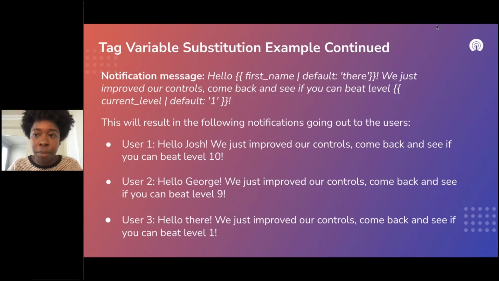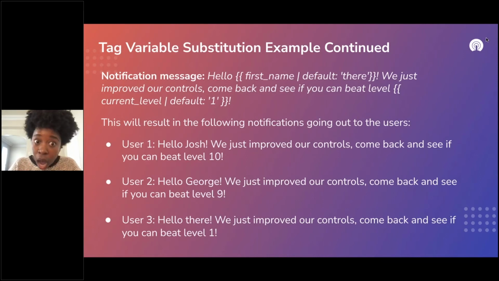So now I'm going to actually create my notification message. You'll see here, I type "Hello," and then I incorporate the tag substitution. I have the 2 brackets, and then put in first name and a default there, just in case there is no first name tag. "We just improved our controls. Come back and see if you can beat level." Again, I'm using the tag variable substitution, opening the brackets, current level tag with a default of 1, and ending that with those brackets. As you see here, this basically results in the following notifications getting sent to users.